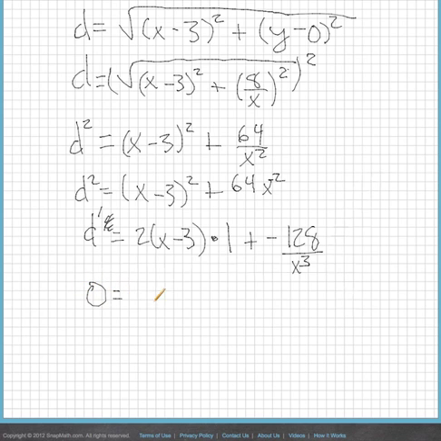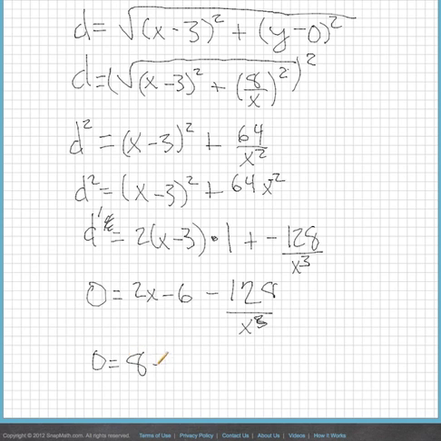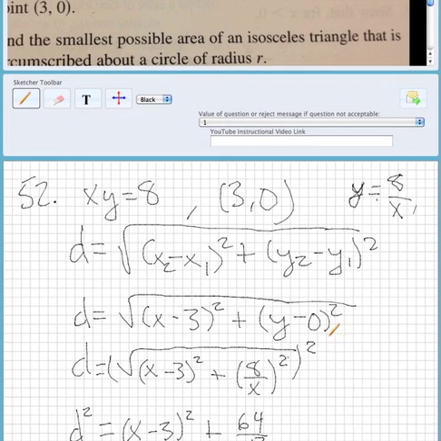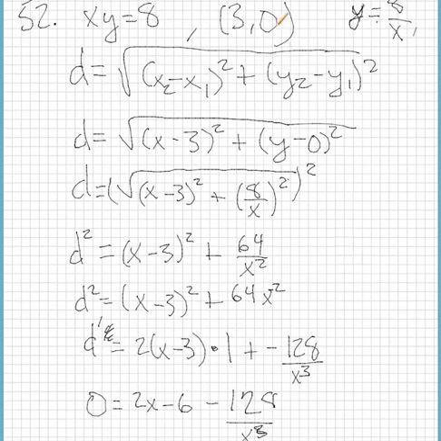Now we want to set that equal to 0 and solve for x. What I just did here was guess a number, 4, to see if this equals 0. So 4 cubed is going to be 64. It's going to be 8 right here, minus 6. 128 over 64 is 2, minus 2, and that equals 0. So we know that when x equals 4 on the hyperbola, that's going to be the shortest distance to this point right here.